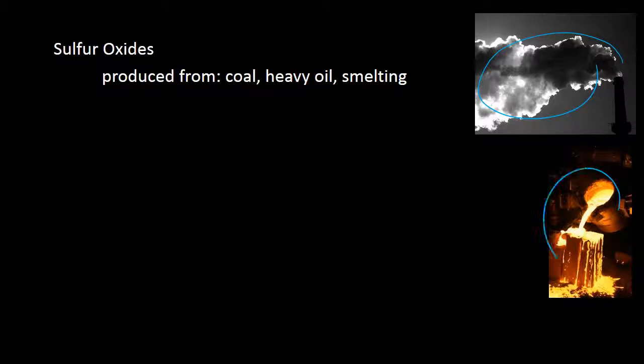Smelting is when you have the melting of metals, and those metals tend to carry a lot of sulfur, so the steam given off will have a lot of sulfur particulates in it. So what happens? First, you have to have the oxidation of sulfur.